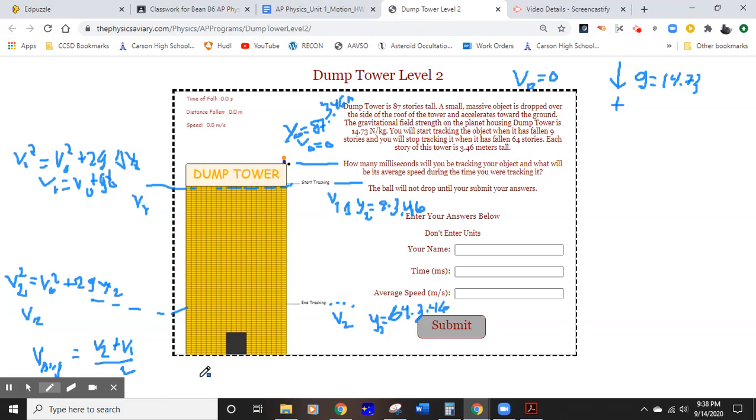And once we have that, now we can figure out what time is between the 2 points, because we know what V2 is. It's going to equal whatever V1 is plus G times T. And then we want to solve for T. We can solve for T, but this has to be in milliseconds, so make sure we move the decimal point.